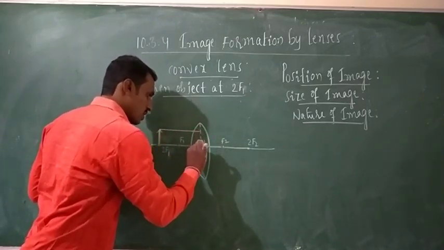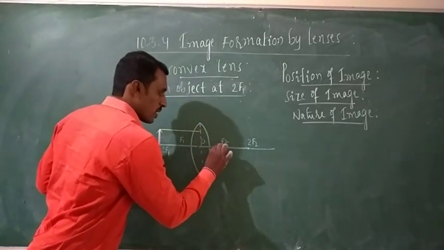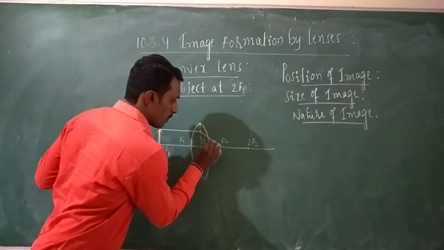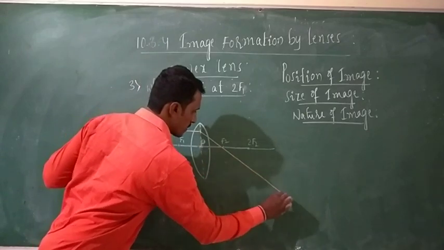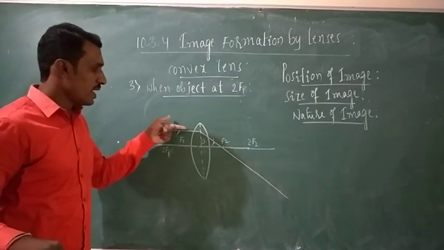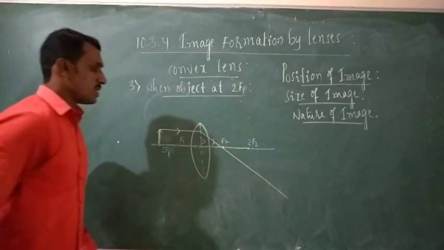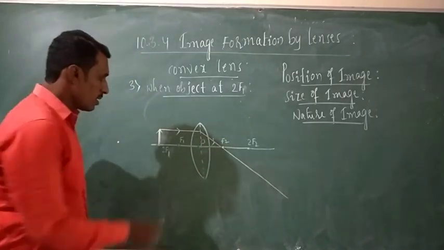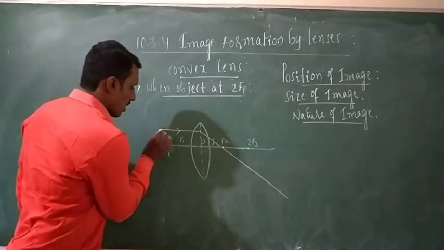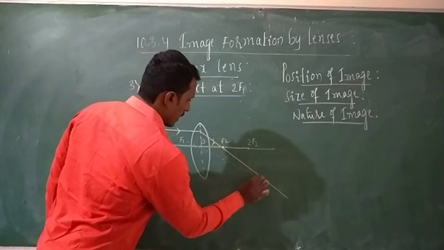After refraction, what happens? It passes through f2, that is focus. Incident ray after refraction passes through focus. Second, light ray passes through optical center. What happens? It remains undeviated.